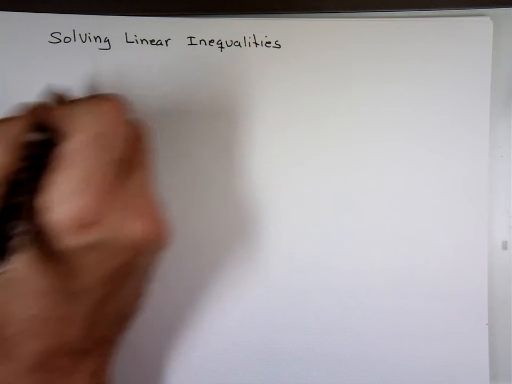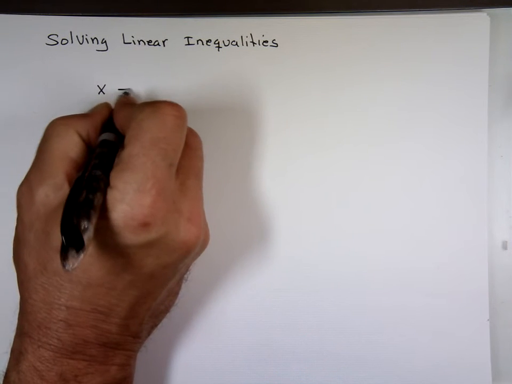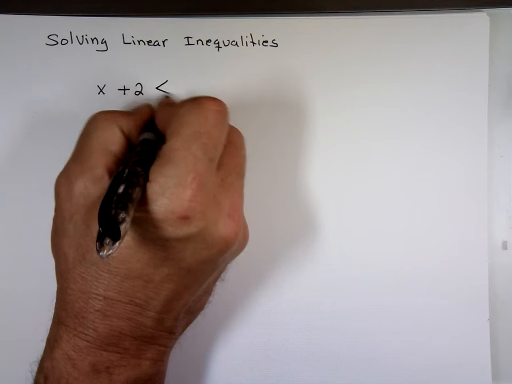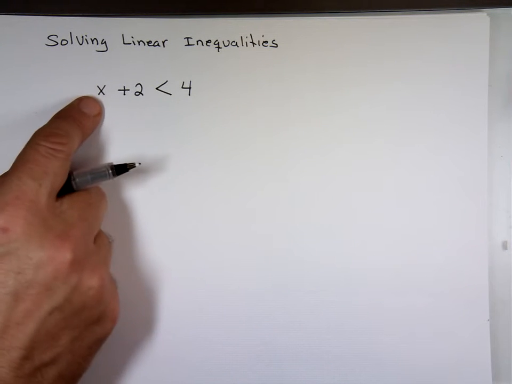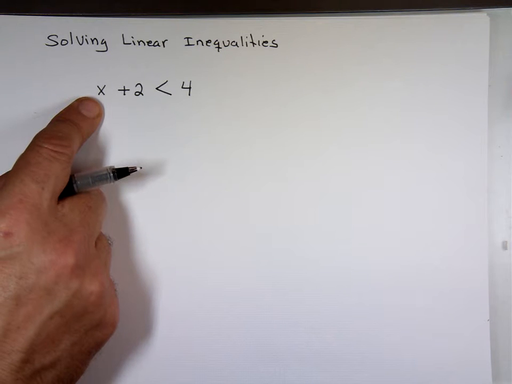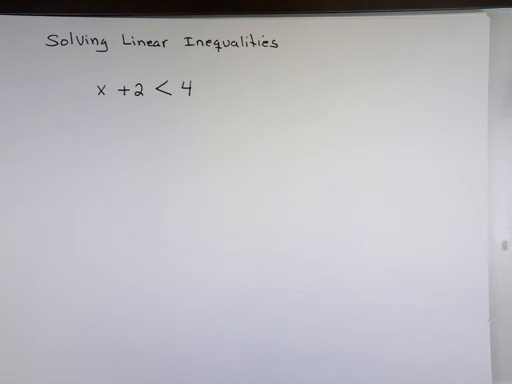If I have this one, x plus 2 is less than 4, that's a linear inequality. Linear because the highest power of x is what? 1. How do we graph that? How do we solve it?